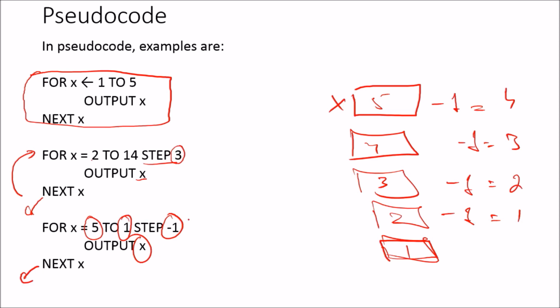Right? इसका decrement हम -2 भी कर सकते हैं. So -2 हो जाएगा तो what will happen?